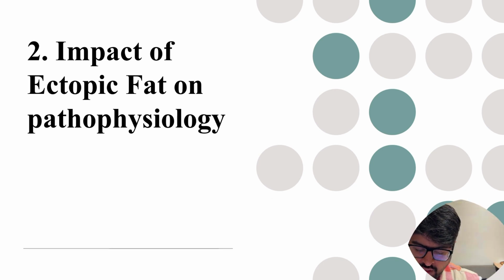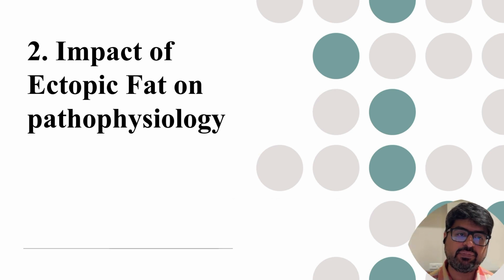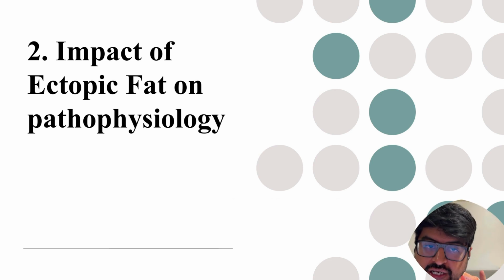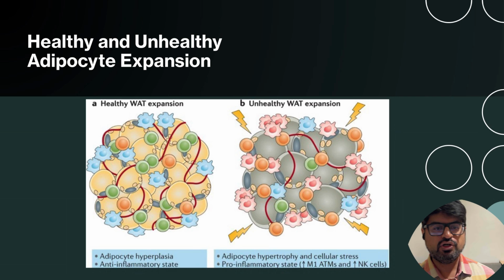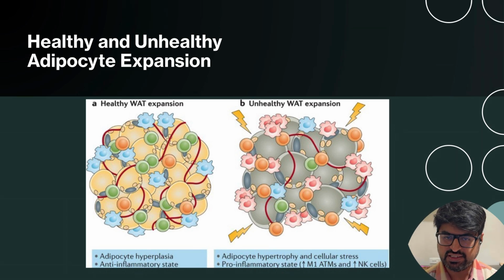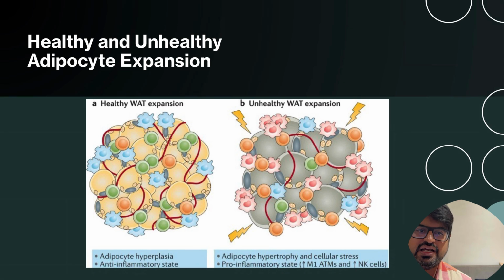Now, next I am going to not only make you understand that diabetes itself happens because of ectopic fat, but the complications of diabetes also happen because of ectopic fat. Okay, how does that happen? So what you need to understand is that even amongst the fat, you have healthy adipocytes and unhealthy adipocytes, or healthy adipose tissue and unhealthy adipose tissue.